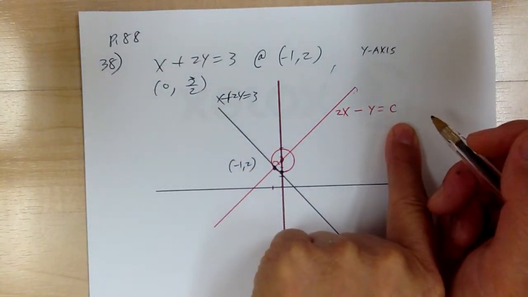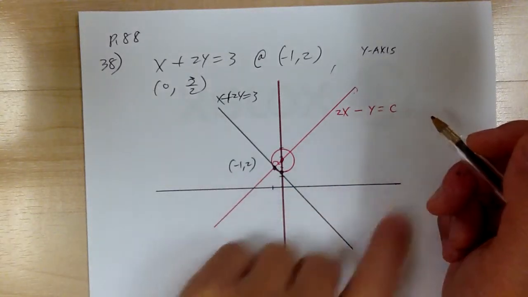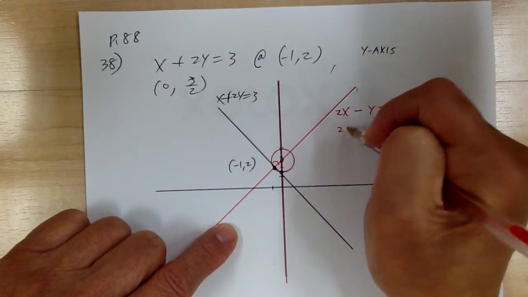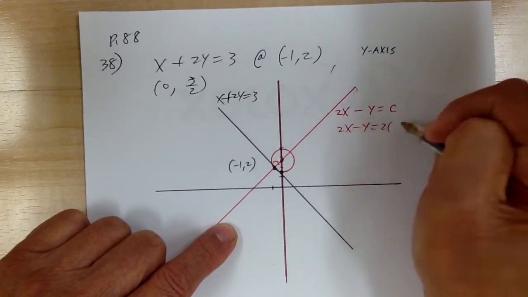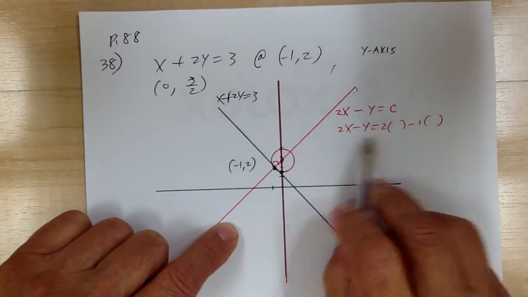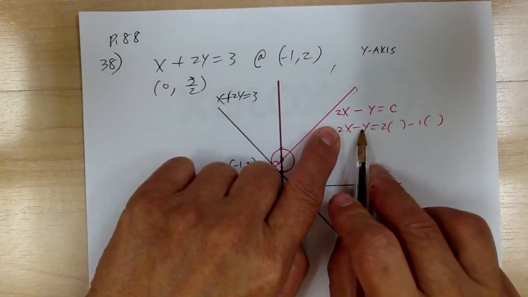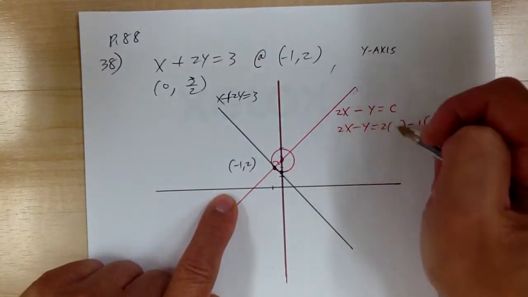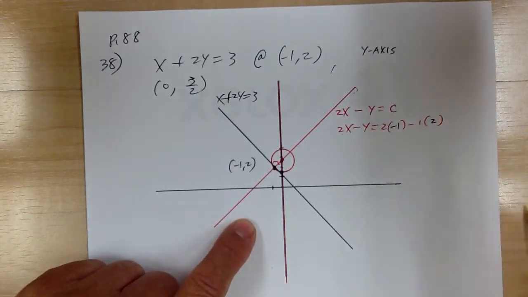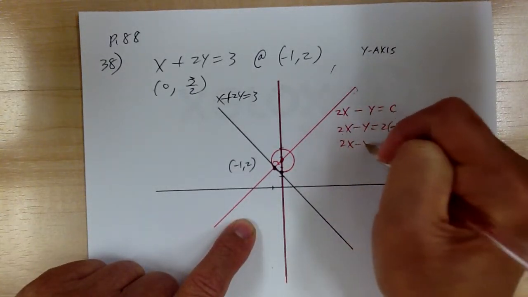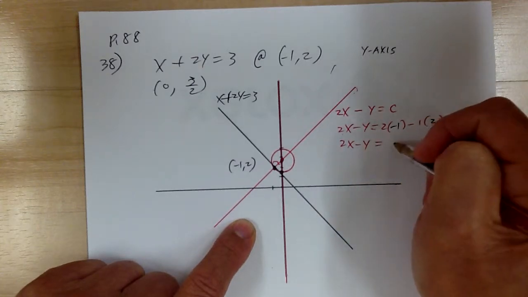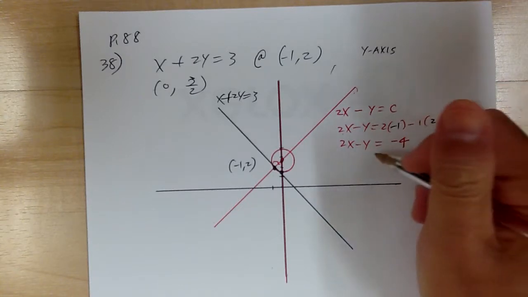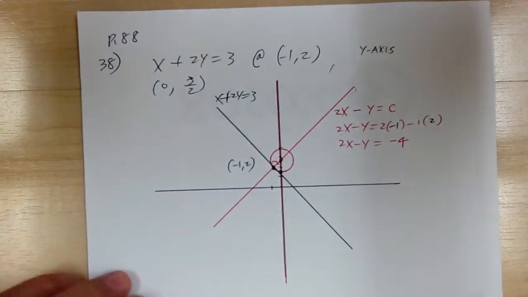Then to find c, you just use this point in here. You can do it in two separate steps, or you can do it in one step over here. So you can have 2x - y = 2 times (-1) ... see the 2 and minus 1, that's where they came from. Then you put the point in here, so you got (-1, 2). So your perpendicular line would be 2x - y = -4. That's your equation for the perpendicular line.